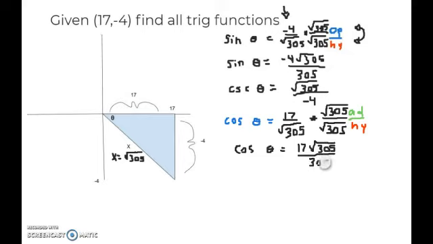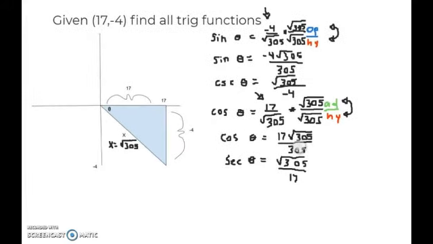And then for the reciprocal function, you switch the adjacent and the hypotenuse, so it'll be hypotenuse over adjacent rather than adjacent over hypotenuse. So secant of theta, and make sure to use the original one, 17 over square root of 305. So secant of theta will equal the square root of 305 over 17.